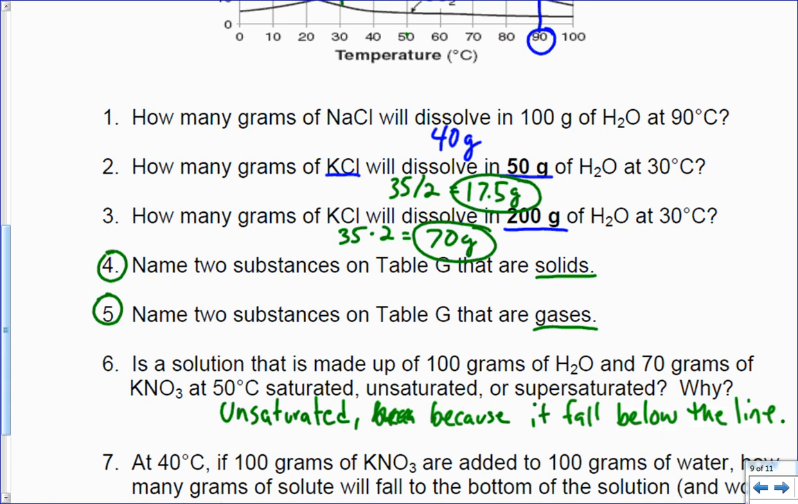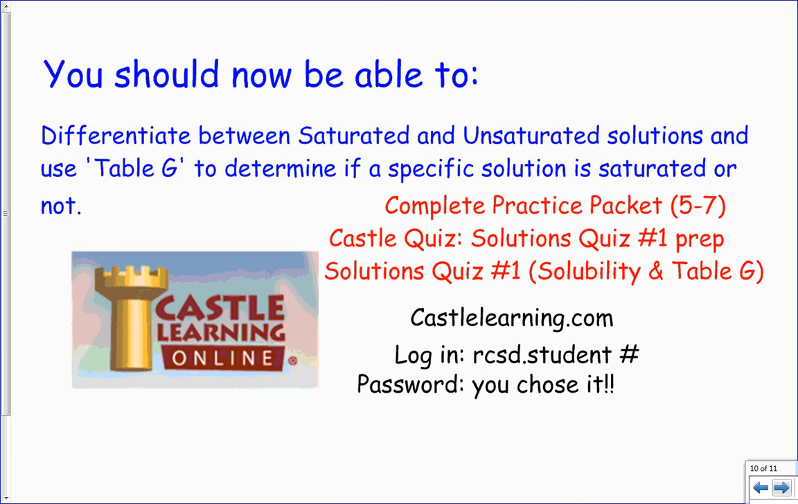You finish these last few to get full credit for your homework. Now here's where things are going to get a little bit more involved, okay? And for a bunch of the notes after this. So first of all, we can differentiate now between saturated and unsaturated solutions. We can use table G to determine specifically, am I unsaturated, saturated, or supersaturated? That's what this whole notes was all about, okay? Now you can complete the practice packet, pages 5 through 7. When you're done with that, you go to Castle Learning.